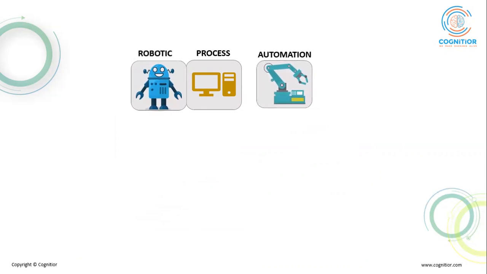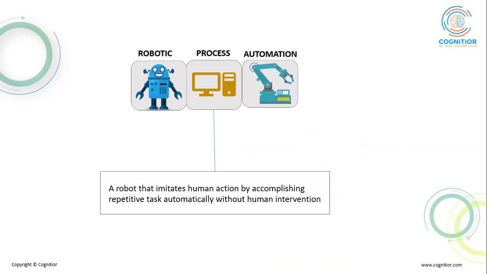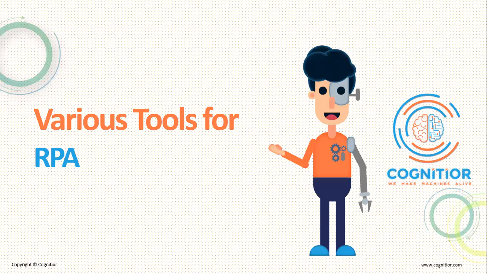So what is robotic process automation? A robot that imitates human action by accomplishing repetitive tasks automatically without human intervention. It allows automation of the task in exactly the way a human does. A robot in robotic process automation is not exactly a robot but a software program designed to imitate human action. So this is what RPA means. Now that you have understood the definition of RPA, let's see how we can implement RPA technology in our system.